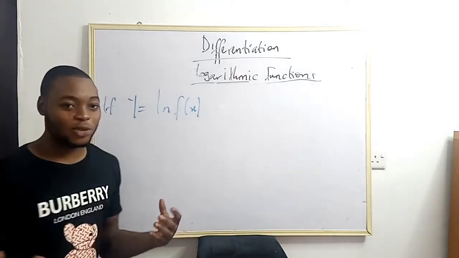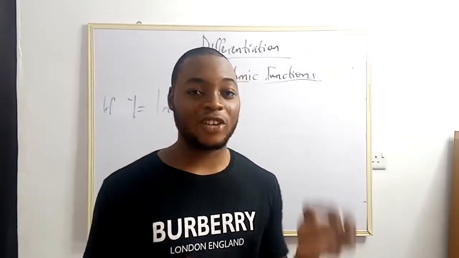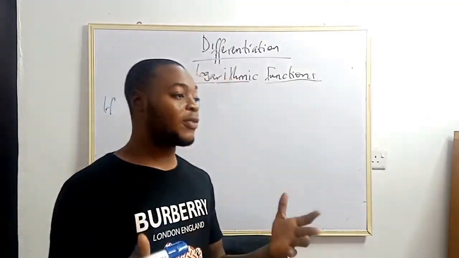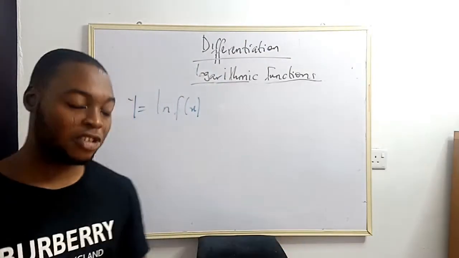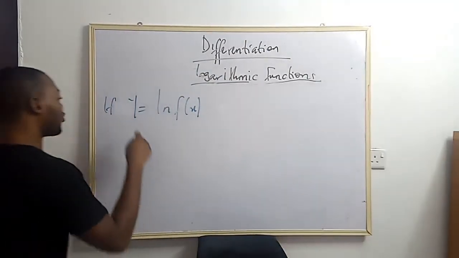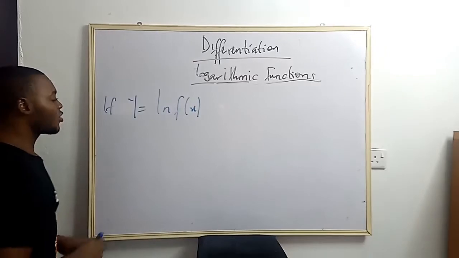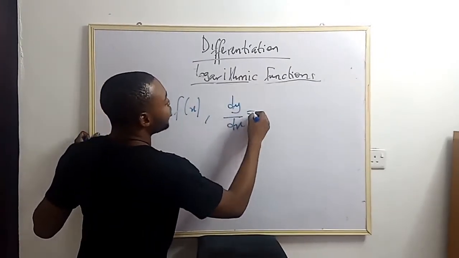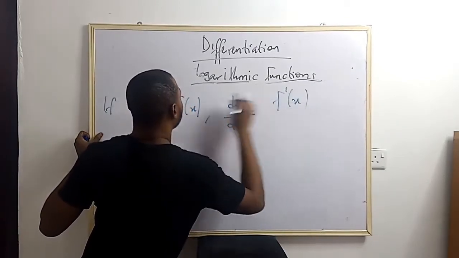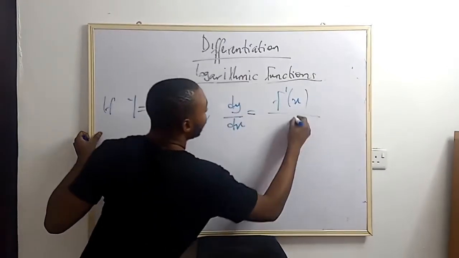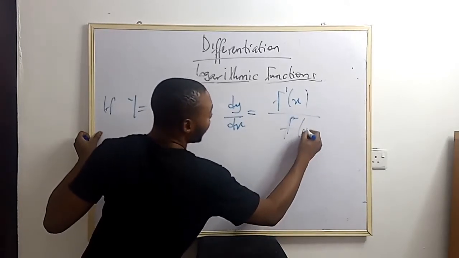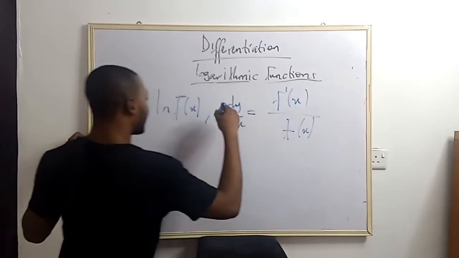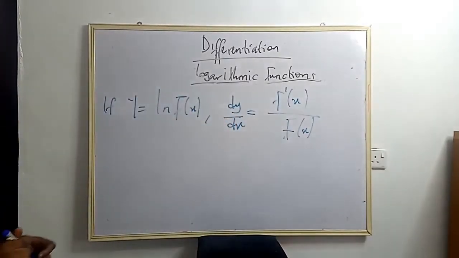So in this class, I want to quickly teach you another formula that you can use to differentiate logarithmic functions, that is the derivative of a logarithmic function, but in this case it's more of a shortcut. If y is equal to log f of x, then dy/dx will be equal to f prime of x over f of x.